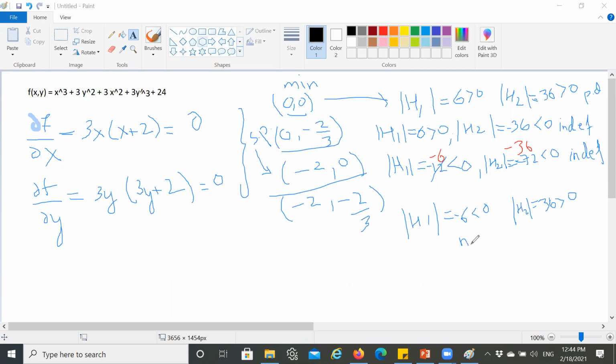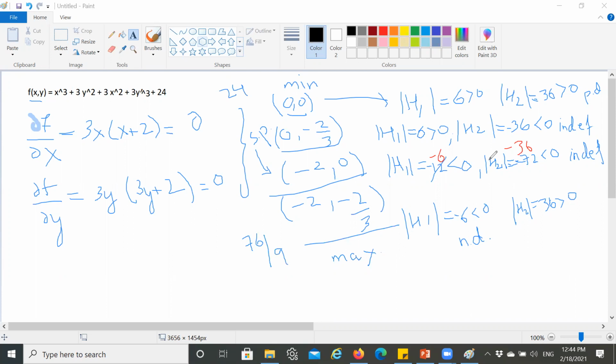Negative definite. Good. The minus 1 to the power k case. And therefore, if it's negative definite, then this point would be a maximum. If you take the functional value at this point, you would see that the functional value would be 24 if you put it in here. And for the maximum point, it would be 76 divided by 9. Is it clear, guys?